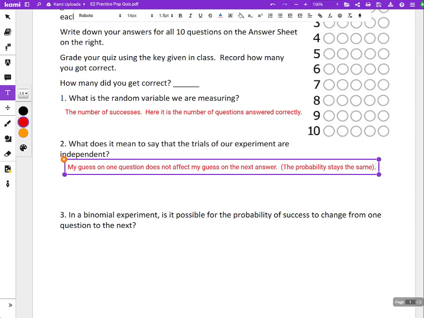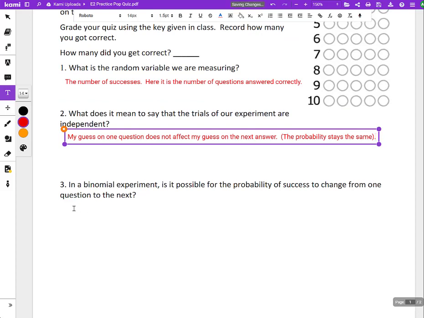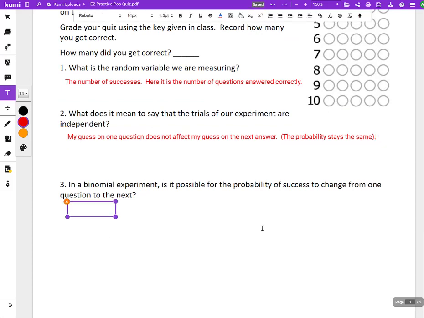All right? So is it possible for the probability of success to change from one question to the next? No. I guess I could have written it down here: the probability of success must be the same for each trial. So those cannot be changing.